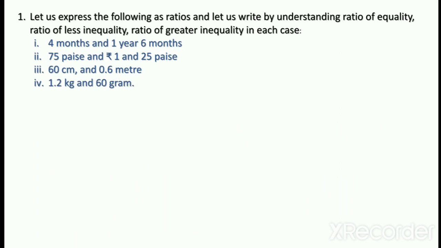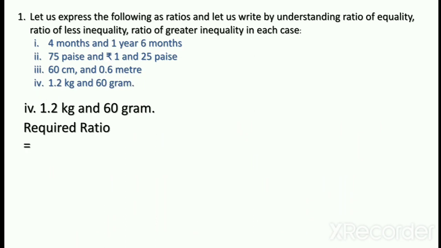So the question asks us to express the following as ratios. Remember, a ratio has no SI units. So this is our concept here, that we change the first term and the second term of the ratio to the same SI units. We take the first one: the required ratio is 1.2 kg is to 60 grams. Here we are choosing to change kg into grams.